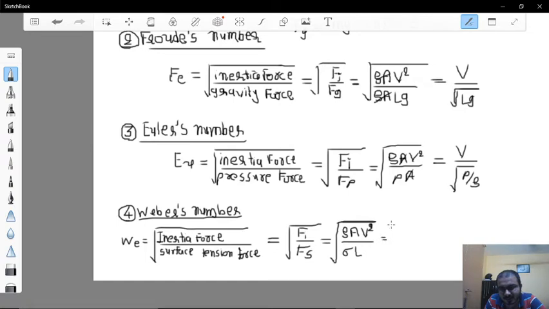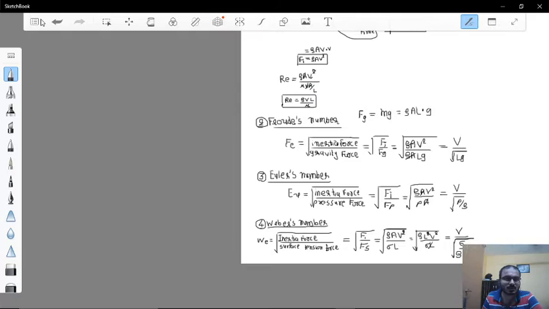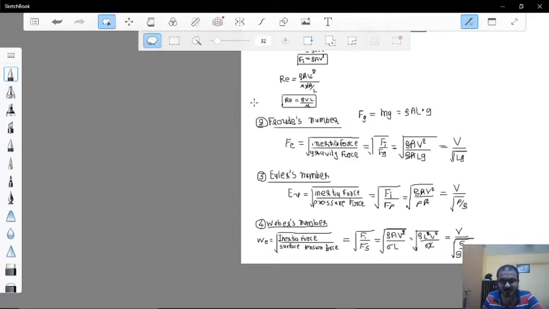So instead of area we can put L square, that is rho L square V square on sigma L. So L will get cancelled and we will finally get V upon square root of sigma upon rho L. So let's copy this one into our main slides.